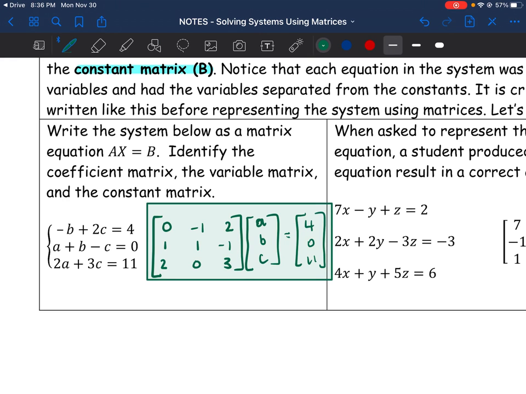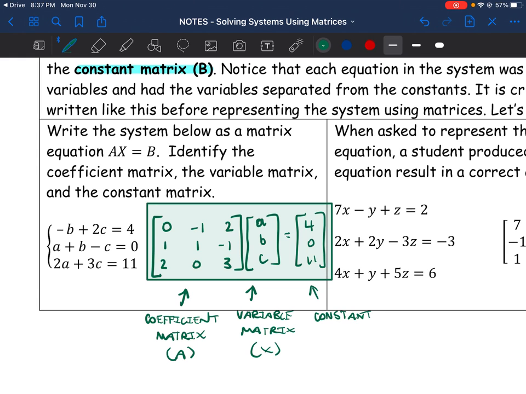And this is our matrix equation, AX equals B. Notice that this right here, again, this is our coefficient matrix. And that's A. Here's our variable matrix. And that's X. And here's our constant matrix. Which is B. So altogether, AX, A times X equals B. Okay?